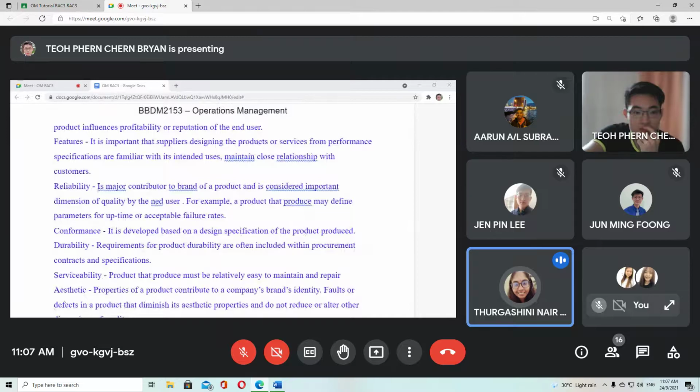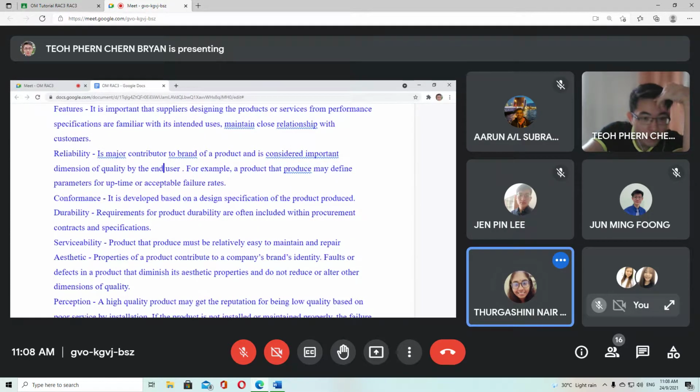The next one is features. It is important that suppliers designing the product or services from performance specification are familiar with its intended uses, and maintain close relationship with customers. Next is reliability. It is a major contributor to brand of a product and is considered an important dimension of quality by the end user. For example, a product that is produced may define parameters for uptime or acceptable failure rates.